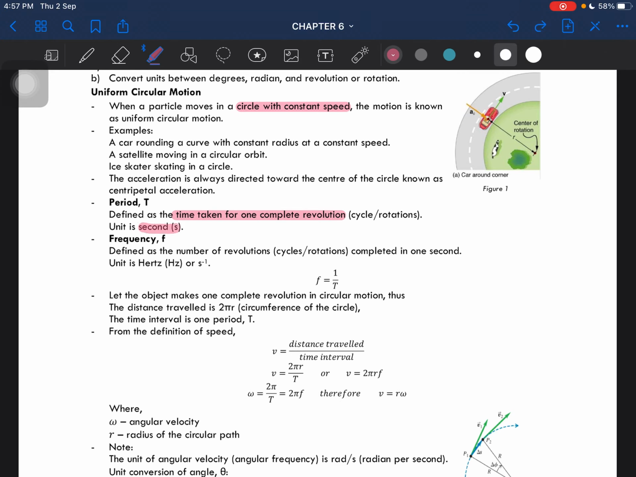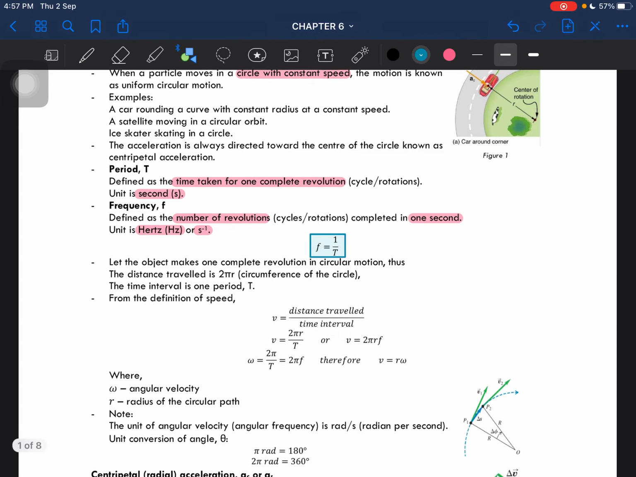And then lastly, frequency, which is defined as the number of revolutions completed in 1 second. Okay, completed in 1 second. The unit is either hertz, or you can also write per second. And the way you calculate it is using this formula here. So it is just 1 over the period.